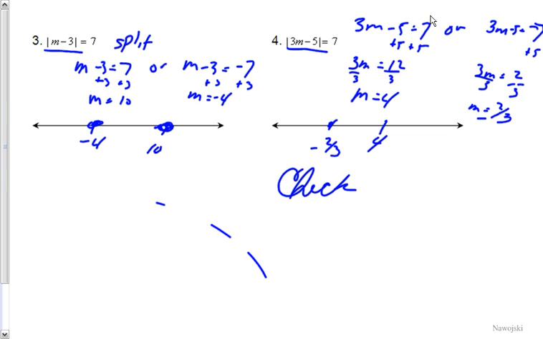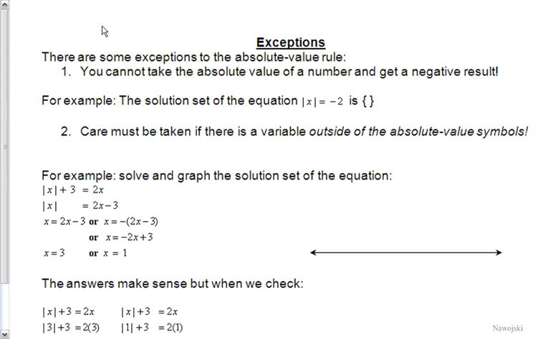Okay, but it's good for us, right? So far, we're not having any problems. Okay. Let's take a look at what else we have. We are going to now look at the exception. This is why the check is a big deal. You cannot take the absolute value of a number and get a negative result. The absolute values of numbers are always supposed to be positive.